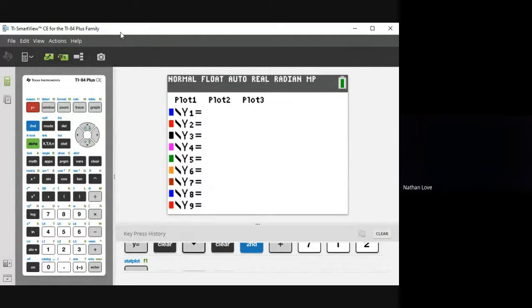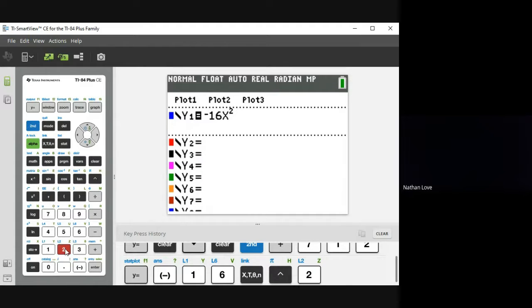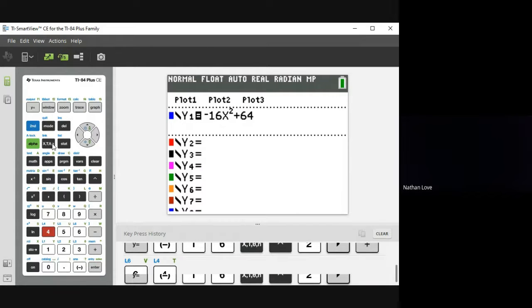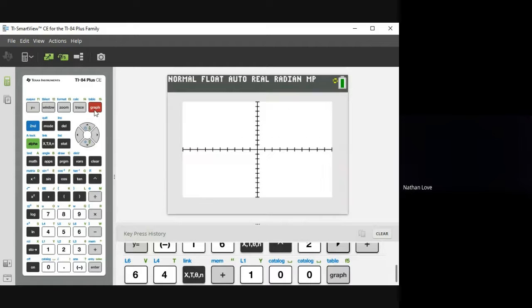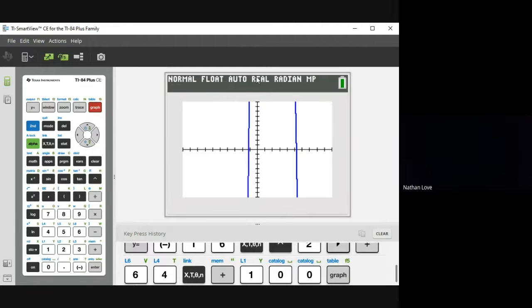Negative 16. Use this negative button, and then 16, and then the X squared. The squared button is here, or you can use the caret symbol. Whatever you use, make sure that you arrow the next part, the blinking cursor is in the lower part. Then we're going to put plus 64X in, and then plus 100. You don't have to hit enter. After that, you can go ahead and hit graph. Once you hit graph, you're going to get this.